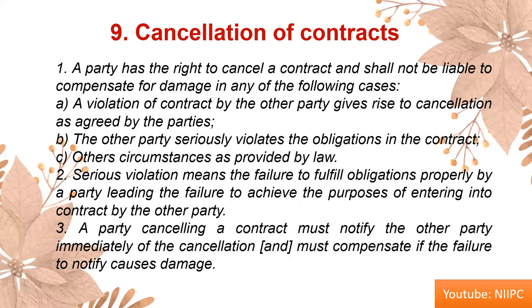Cancellation of contract. A party having the right to cancel the contract shall not be liable to compensate for damage in any of the following cases. A, a violation of the contract by the other party gives the right to cancellation as agreed by the parties. B, the other party seriously violates the obligation in the contract. C, all circumstances as provided by law. It is extremely difficult to explain what the circumstances provided by law are. Serious violation means failing to fulfill the obligation properly by the party, leading to failure to achieve the purposes of entering into the contract by the other party. And lastly, the party canceling the contract must notify the other party immediately of cancellation and must compensate if the failure to notify causes damage.